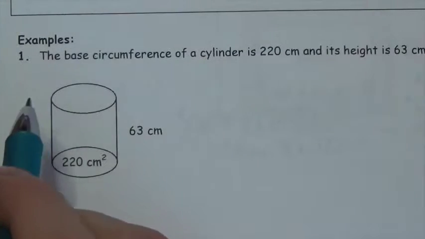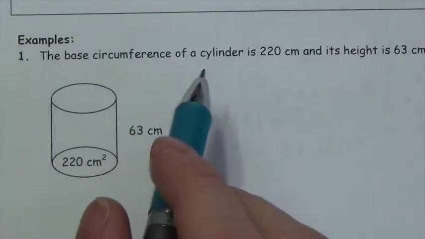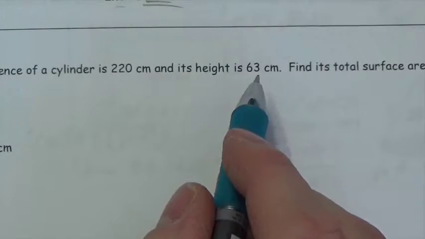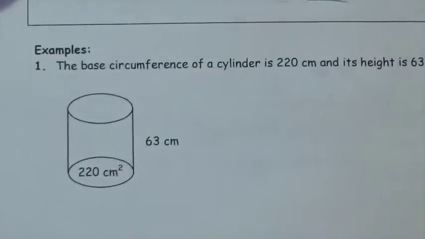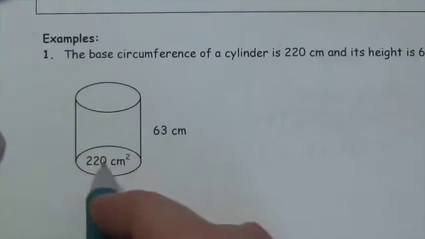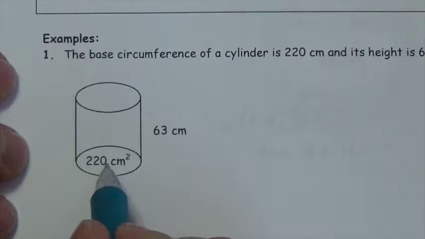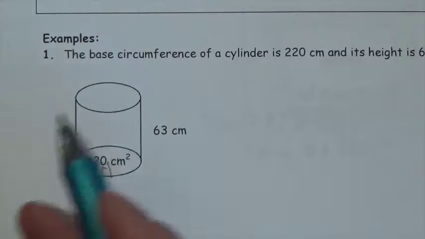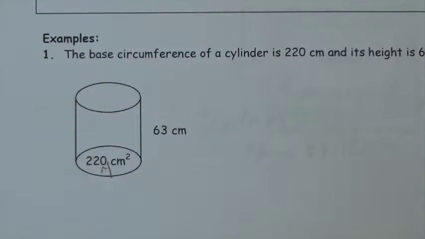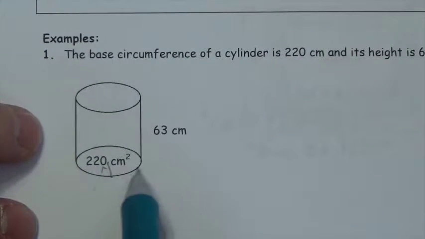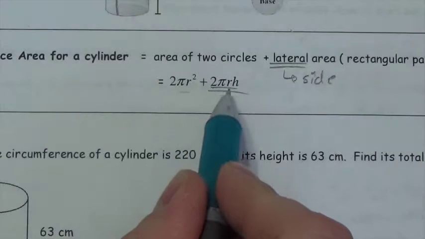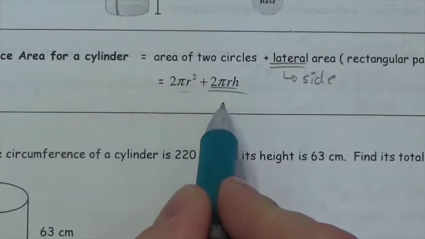All right, now this question says that the base circumference of a cylinder is 220 centimeters and its height is 63 centimeters. Find its total surface area. Okay, well, here we go. Here's our piece right here. Now, ideally, what I would have loved is to have had the radius, because then I could have just plugged it into my formula, but I don't have that. I do, however, know the circumference. Now, the reason why that's significant is because, remember, in my formula, this was the circumference of the circle, so I don't even need to calculate that. I already know that that's 220.